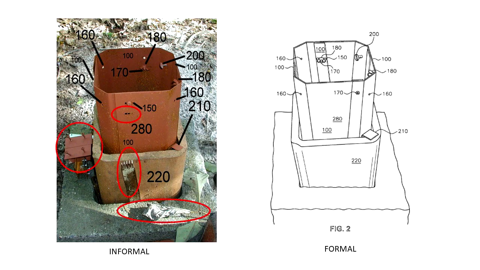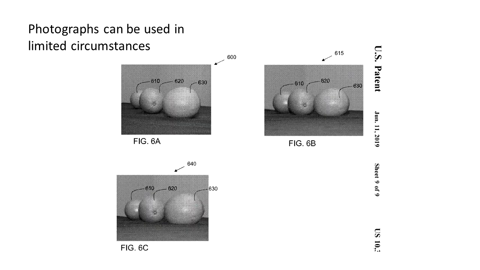And again, unnecessary details can be omitted from the formal drawing. So those items circled in red on the informal drawing did not make it over to the formal drawing. Why? Because they were not relevant to this invention. Finally, again, I'll mention that normally photographs are not allowed. The exception is when a photograph is the only way to really show something.